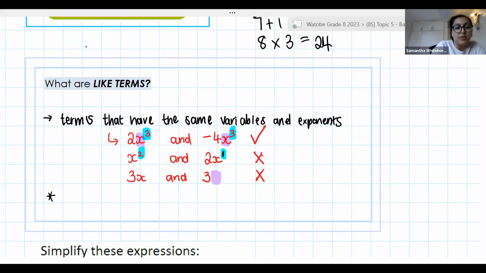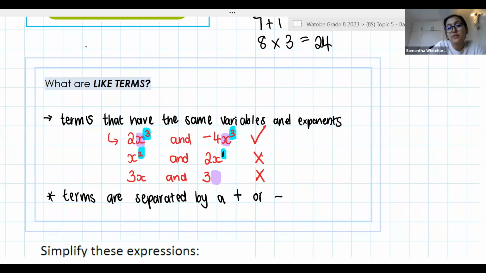Now, just as a quick reminder, terms in an algebraic expression are separated by plus and minus signs. It's very important that we can identify our terms in an expression because otherwise we're going to get quite confused about what needs to be simplified. Multiplication and division don't come into it, just plus or minus.